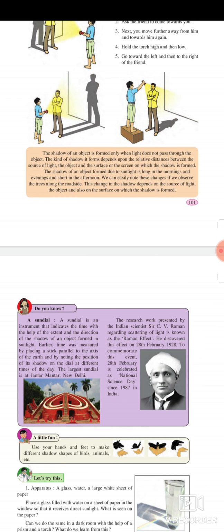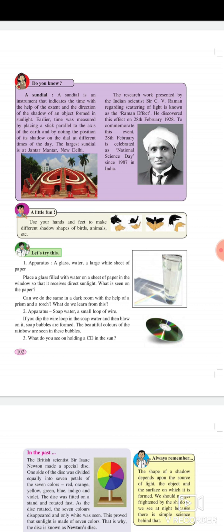Do you know a sundial? A sundial is an instrument that indicates the time with the help of the extent and the direction of the shadow of an object formed in sunlight. Earlier, time was measured by placing a stick parallel to the axis of the earth, and by noting the position of its shadow on the dial at different times of the day. The largest sundial is at Jantar Mantar, New Delhi.